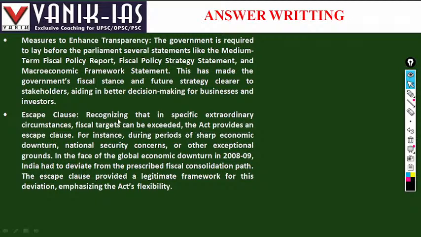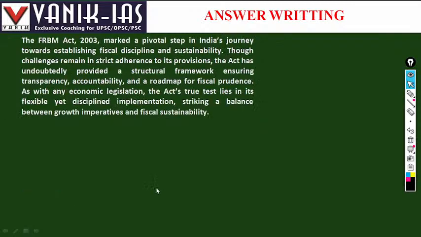Escape clause, recognizing that in specific extraordinary circumstances, fiscal targets can be exceeded. The Act provides an escape clause, for instance, during periods of sharp economic downturn, national security concerns, and other exceptional grounds. In the face of the global economic downturn in 2008-9, India had to deviate from the prescribed fiscal consolidation path. The escape clause provides a legitimate framework for this deviation, emphasizing the Act's flexibility.